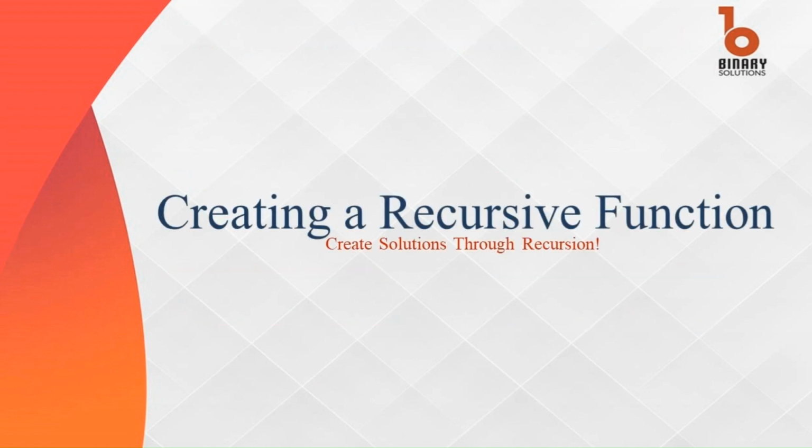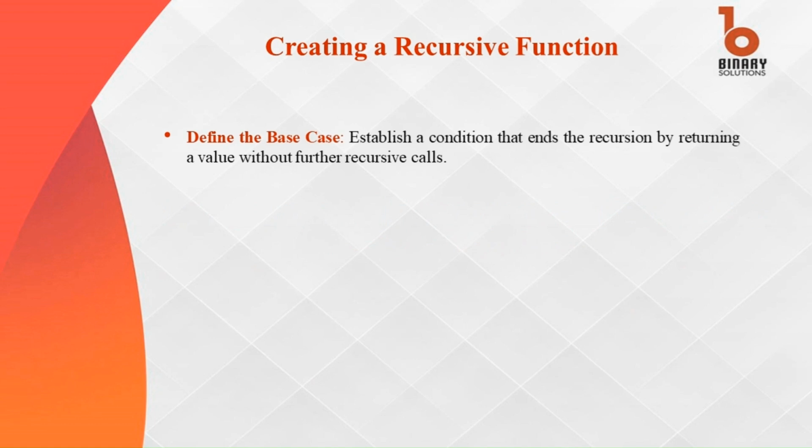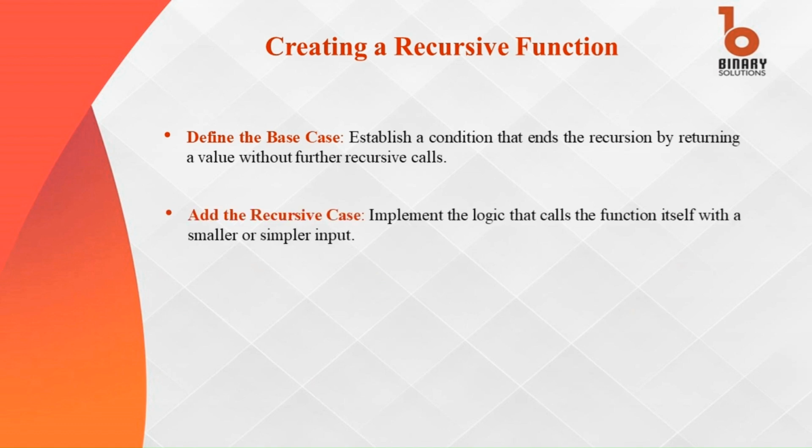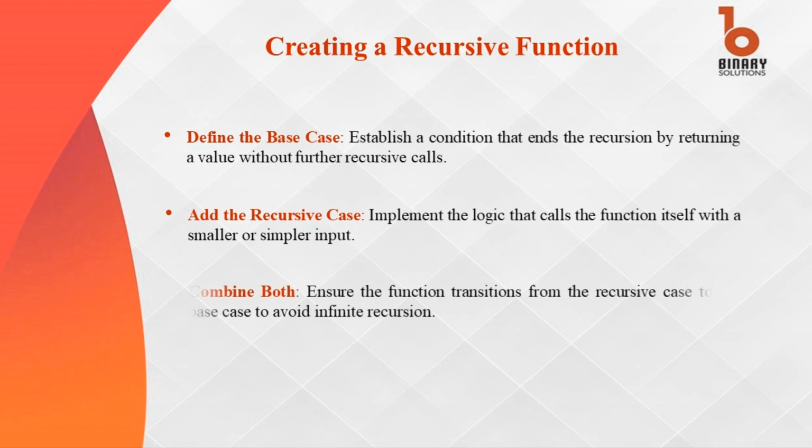Now let's dive into creating your own recursive function. First, you need to define the base case. This is the condition that stops the recursion, returning a value without triggering any more function calls. Next, you'll add the recursive case, which is where the function calls itself with a smaller or simpler input, gradually moving toward the base case. Finally, it's important to combine both, ensuring a smooth transition from the recursive case to the base case. This prevents infinite recursion and ensures your function works as expected.